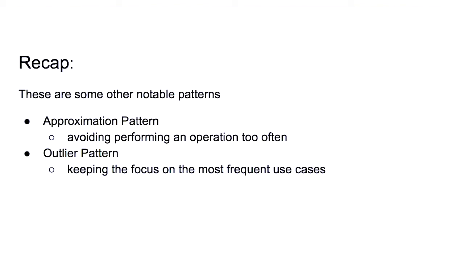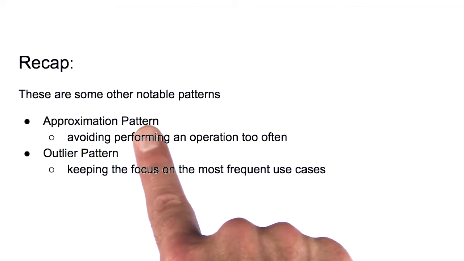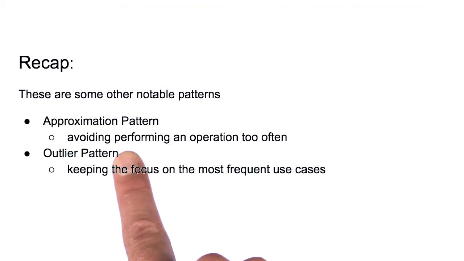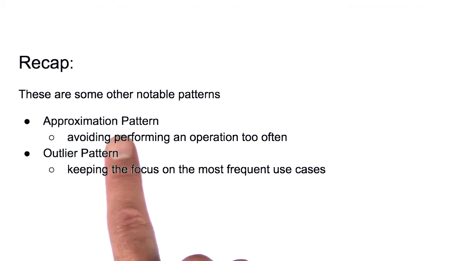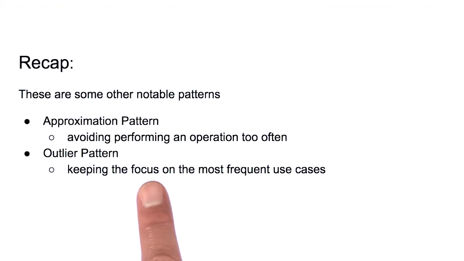To recap this lesson, we listed some additional patterns that may be seen less frequently, but they are still worth knowing. The first is the approximation pattern, which allows us to reduce the number of resources used by an operation that may not be crucial and can be approximated. The outlier pattern allows your app to optimize for the most frequent use cases while still successfully handling important outliers.